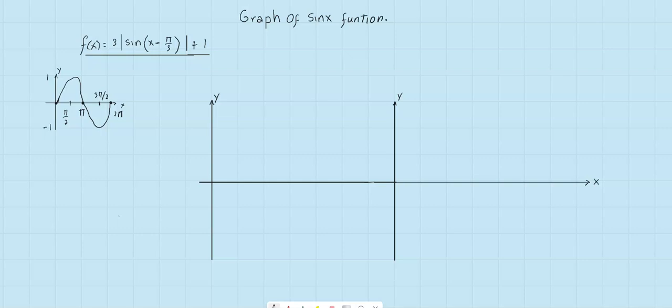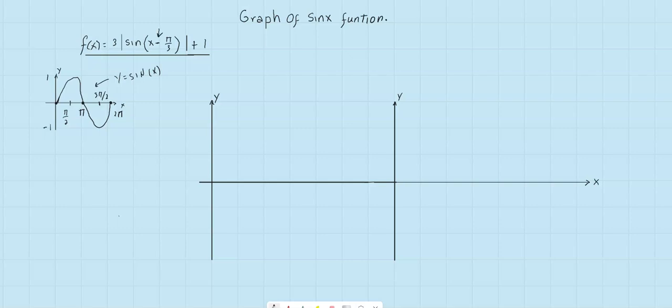The first thing we need to look at is this graph right here, y is equal to sine of x. That's the standard graph. It has a period of 2 pi. It has a 0 at 0, a 0 at pi, and a 0 at 2 pi. So what we need to look at is the argument in here.